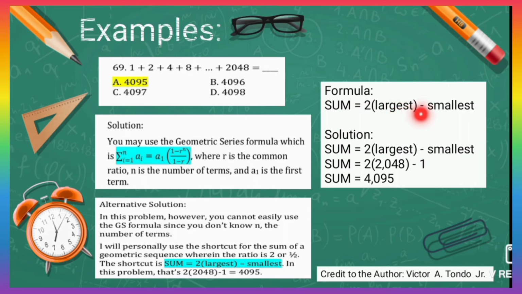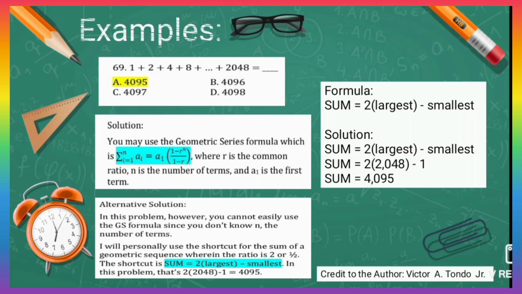So, the shortcut is, sum equals 2 times the largest number or the largest term minus the smallest. Okay, so yung solution natin is, substitute lang natin, which is 2. And then yung largest number natin dito sa term na to ay 2048. Then minus the smallest, which is ang smallest number natin dito sa sequence is 1. Then, pag i-solve natin or i-input sa calculator, the answer is 4,095. So, sa letter A, ang tamang sagot is 4,095.